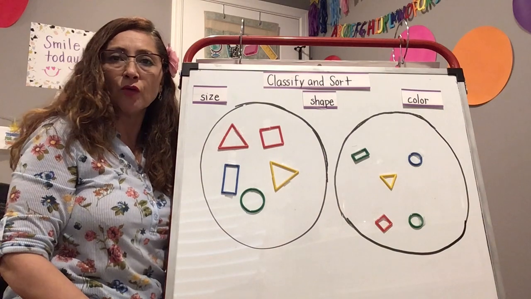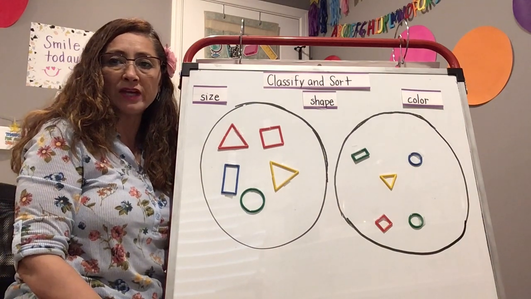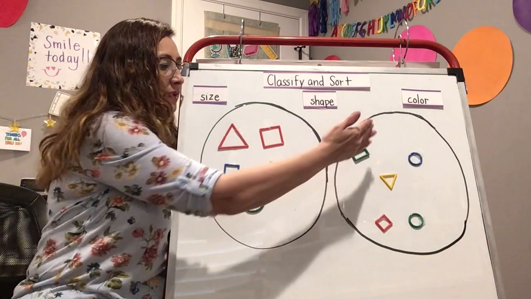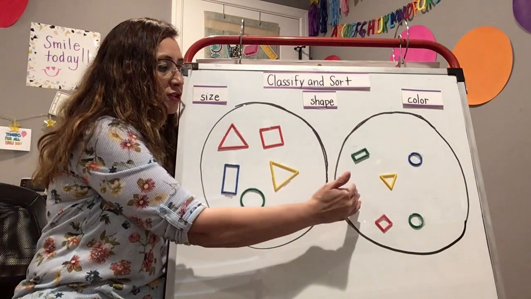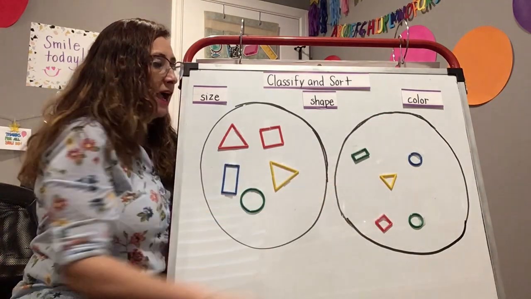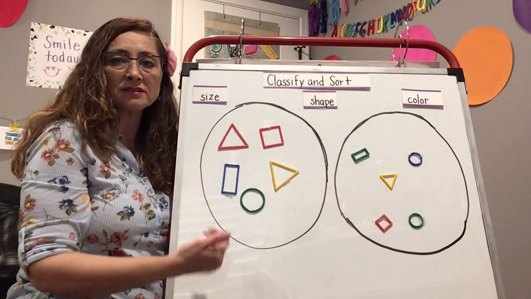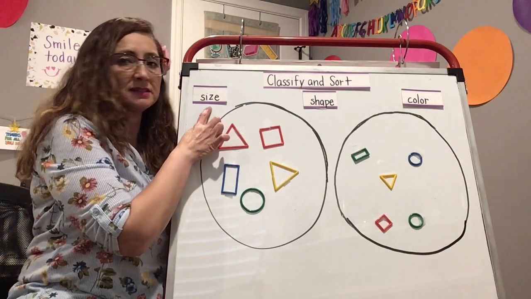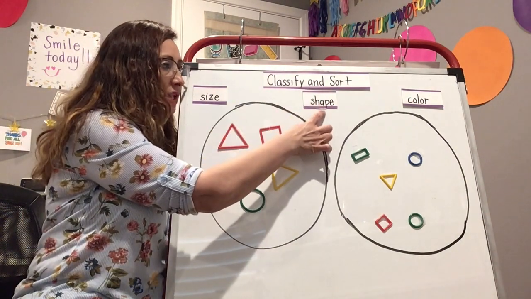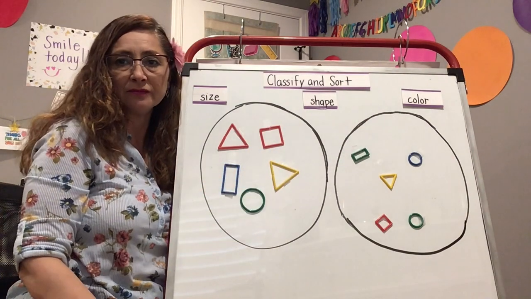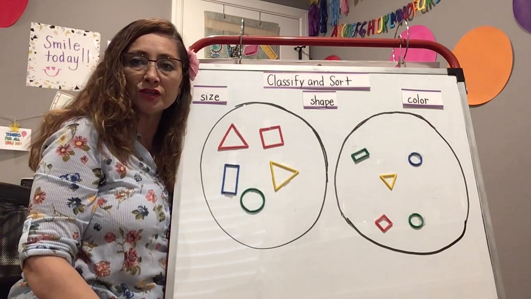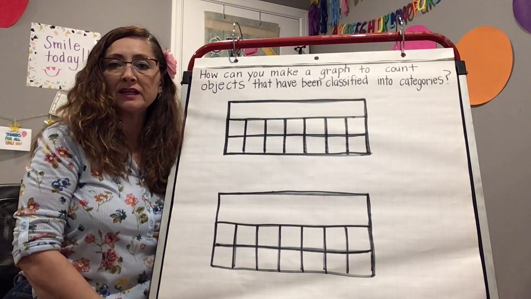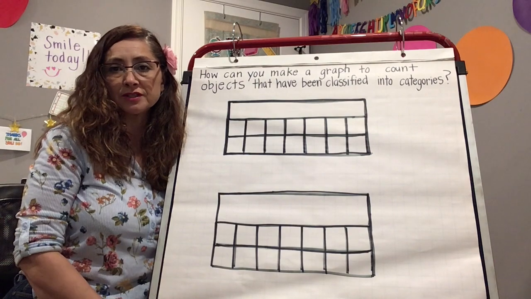Very good. So we know here we have two categories. We have large shapes or big shapes, and over here we have little shapes or small shapes. And that's how we know that these groups are sorted by size, and they are not sorted by shape, and they are not sorted by color. Good job, boys and girls. Good review.